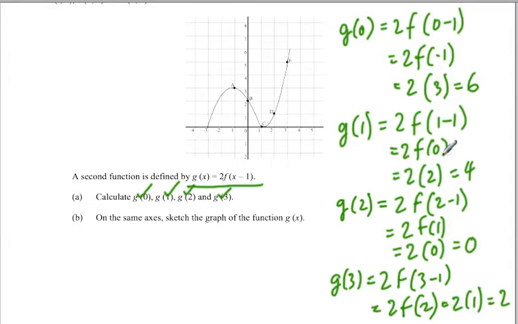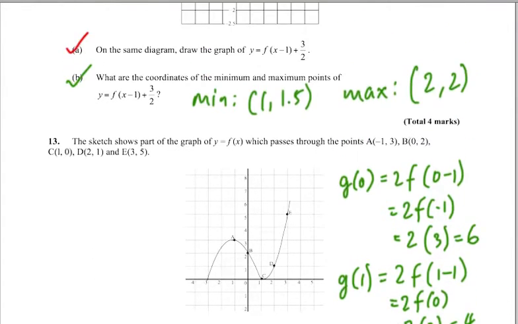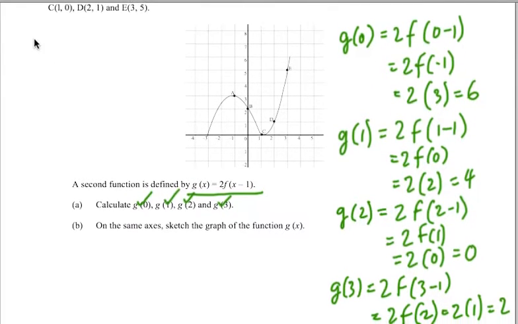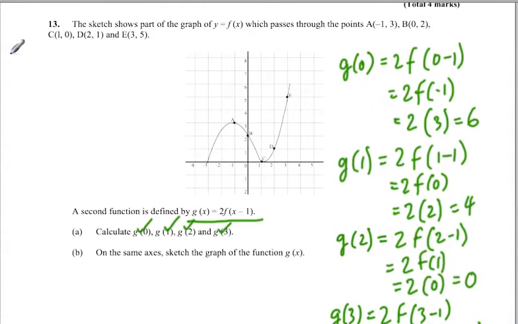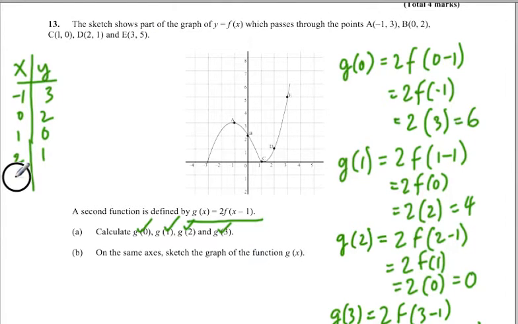So we got that. Okay, so here's basically one method of finding what g of 0, g of 1, g of 2, g of 3 is. There's also another way, which is our standard method: let's just say we have our xy plots. We've just been given these 5 points. So x, y, and so we have -1, 3, 0, 2, 1, 0, 2, 1, and 3, 5.